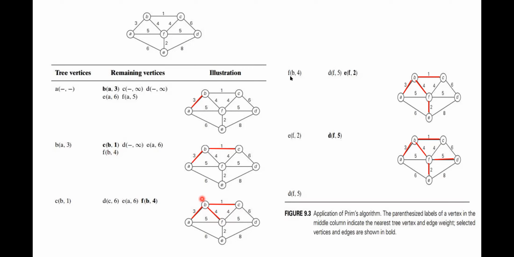Now F is considered. From F, which are all the other vertices that you can reach? Yes, you can reach D, you can reach E. D is 5, E is cost 2. So see here, till now we were reaching E from A with cost 6.